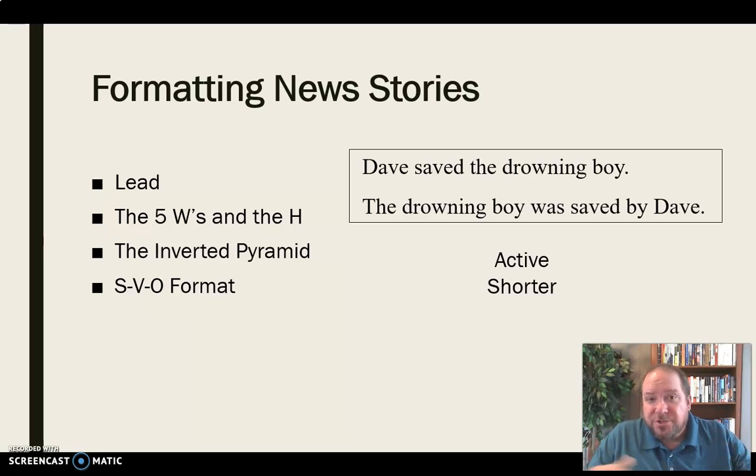Secondly, the first one is shorter. And I know if you're used to writing English papers and things like that, you may be used to thinking, how can I expand this? How can I use 10 words instead of one here? But in journalistic writing, you kind of want to go the opposite way. If you can say it in fewer words, then we're generally going to do so.